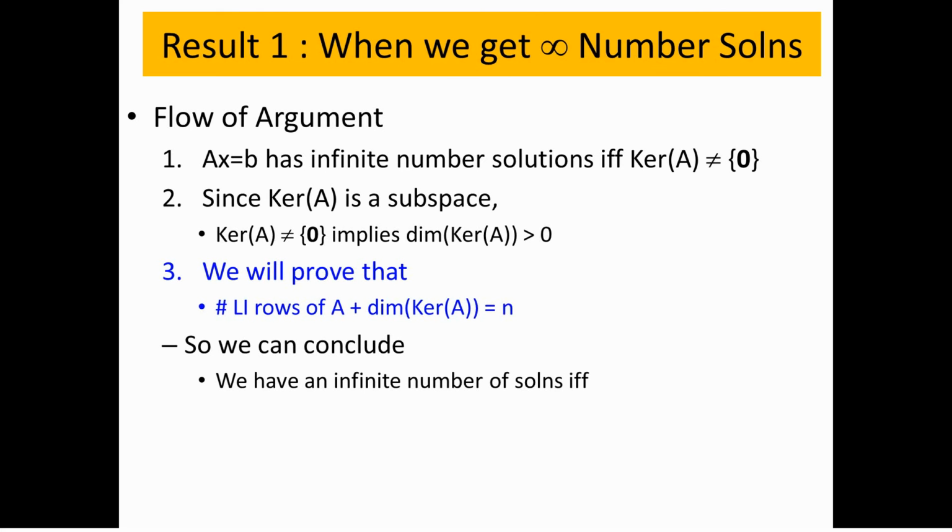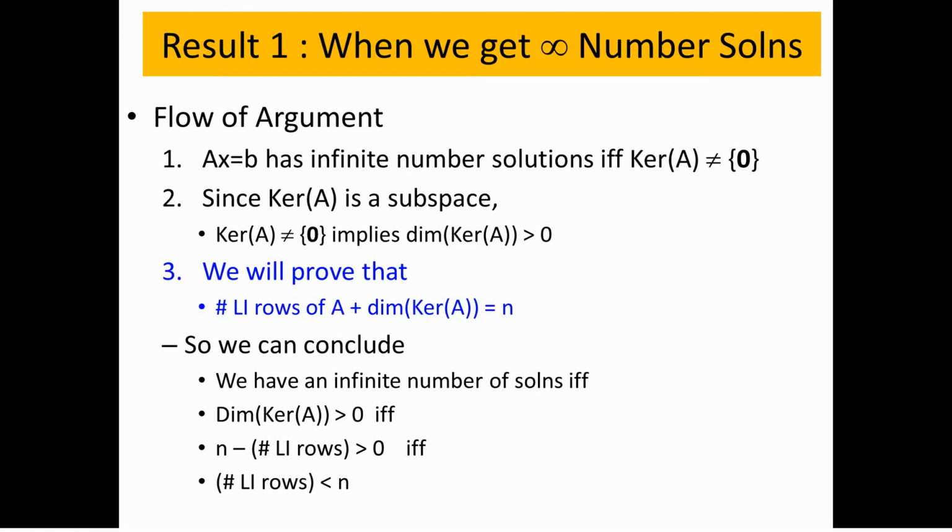We're going to be able to conclude that we have an infinite number of solutions if and only if the dimension of the kernel is greater than 0, which is true if and only if n minus the number of linearly independent rows is greater than 0, which is true if and only if the number of linearly independent rows is less than the number of columns. So that's the logic that we're going to use here. And we're going to prove all of these things now.